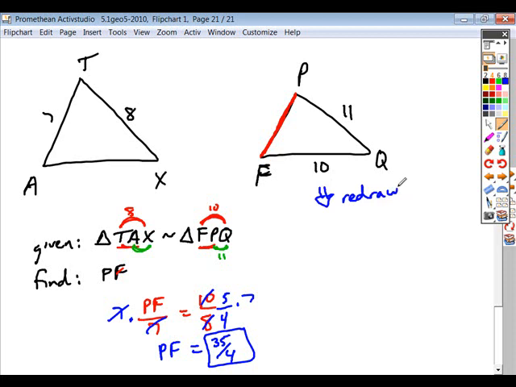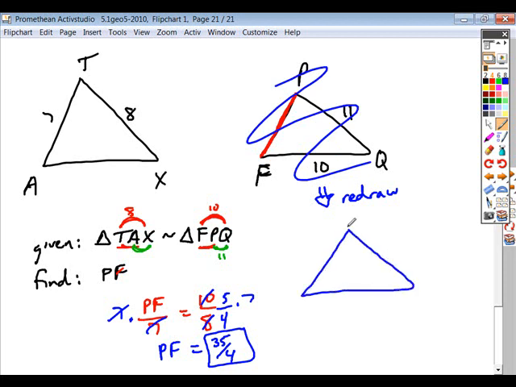And when you redraw it, simply redraw it so that it's in the same orientation as its similar pair. So if I take this triangle here and I redraw it so that it's aligned the same way as this one. So my T up here, so up above, I'm going to put the corresponding point F, and then A is to the left, so I'm going to use P to the left. X is to the right, so I'm going to use Q to the right.